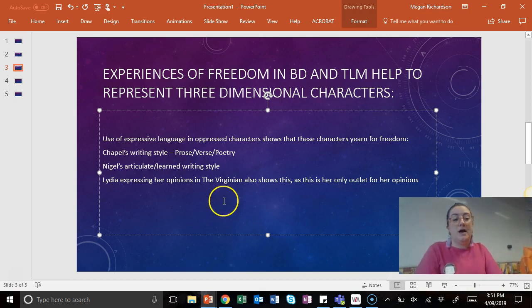Make sense? Okay, so we've got the use of expressive language in oppressed characters shows that these characters yearn for freedom. Chapel's writing style, Nigel's articulate, learned writing style, and Lydia expressing her opinions in the Virginian also shows this, as it is her only outlet for opinions.